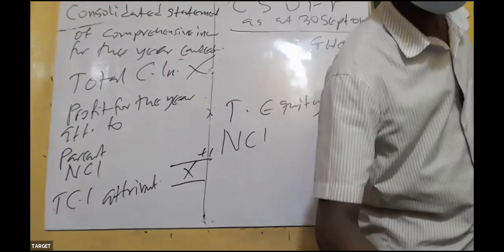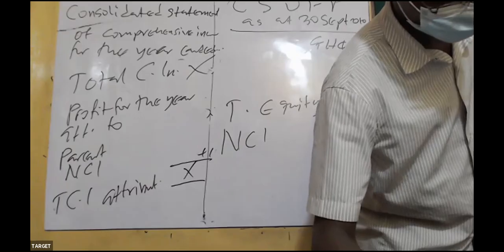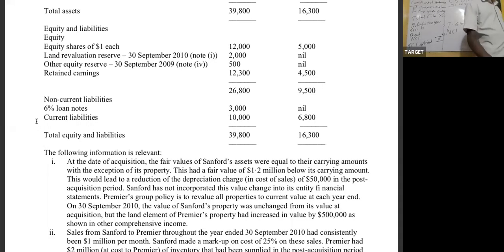So move on with the consolidation process. Then it comes to non-current liability. If you put non-current liability there, you also do the same. Then 6% loan note. Open a bracket and put the 3,000 there until you compute the cost of control or cost of consideration. You might not be able to decide whether the entire 3,000 is the cost of control element. Good.